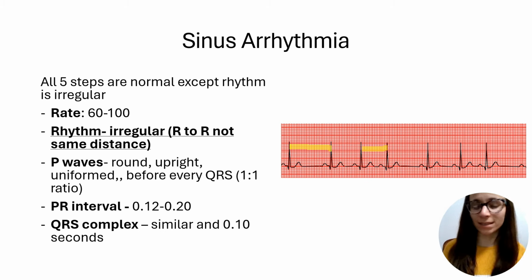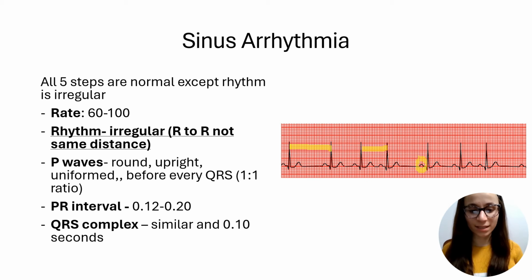And you count the boxes to see that. And so that would make it irregular. So this is sinus arrhythmia because everything else is good. The P waves are uniform, upright, as you see over here before every QRS. QRS complex is narrow and tight. And the rate is good because you have 1, 2, 3, 4, 5, 6, 7 times 10 is 70. So everything is perfect except for the distance.